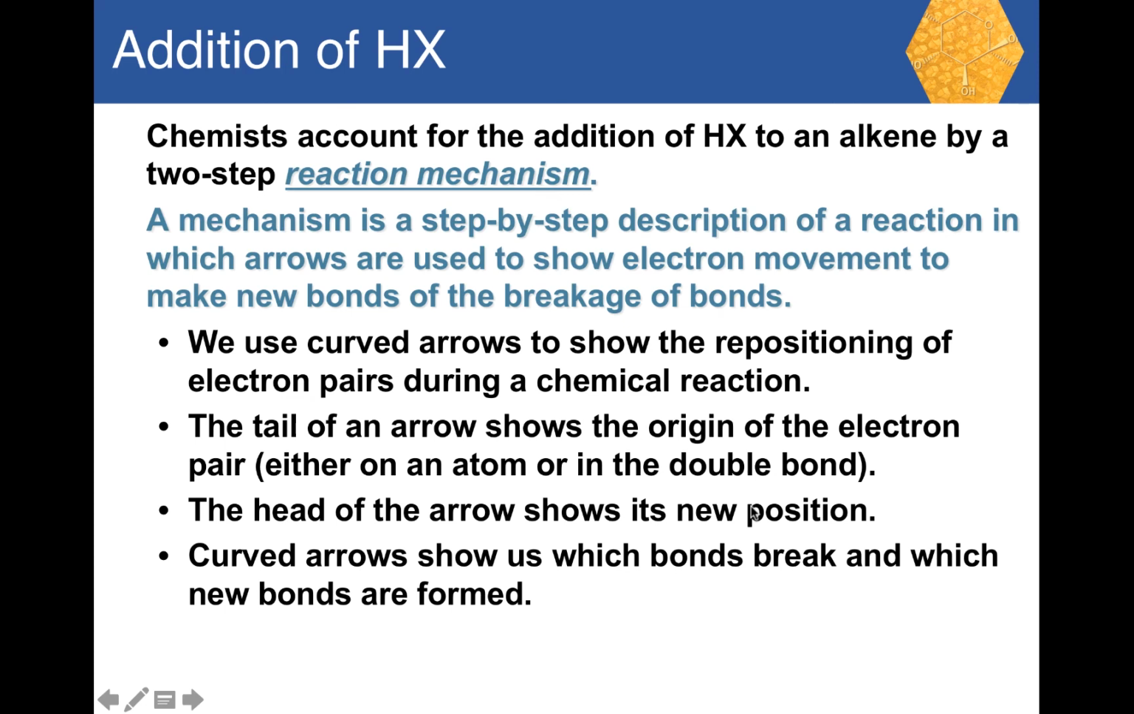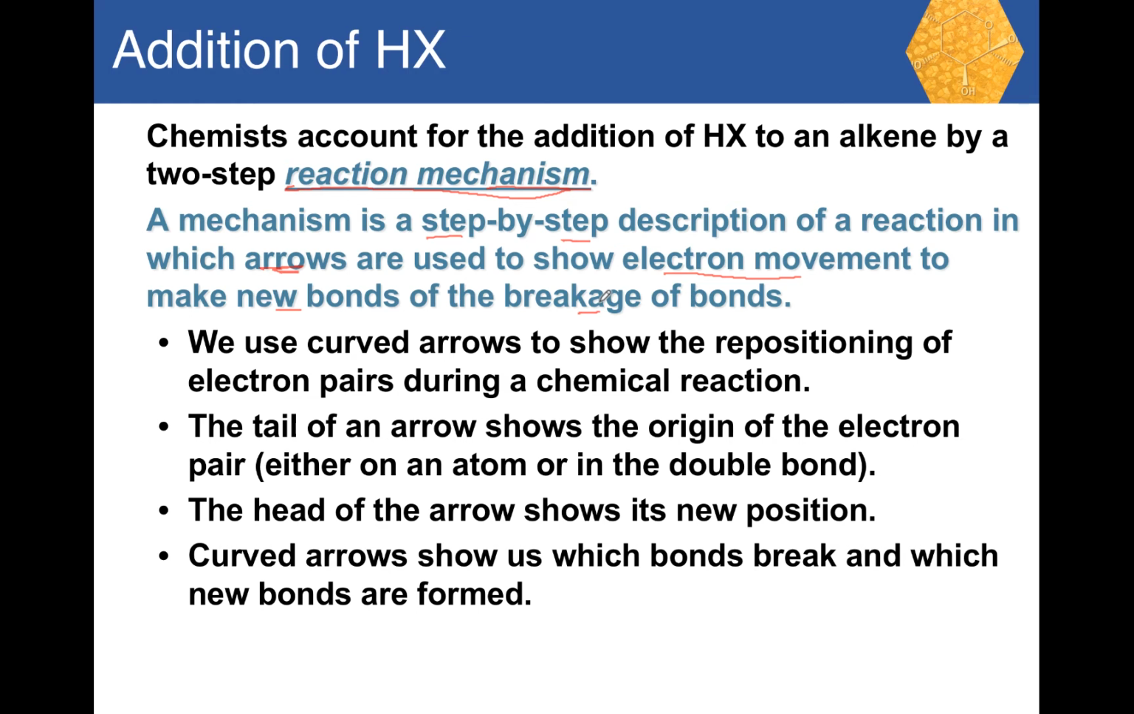Let's turn our attention now to a process in organic chemistry we call a reaction mechanism. By definition, a reaction mechanism is a step-by-step description of a reaction in which arrows are used to show electron movement, to form new bonds, or to break bonds. Sounds like a lot, but let's break it down.